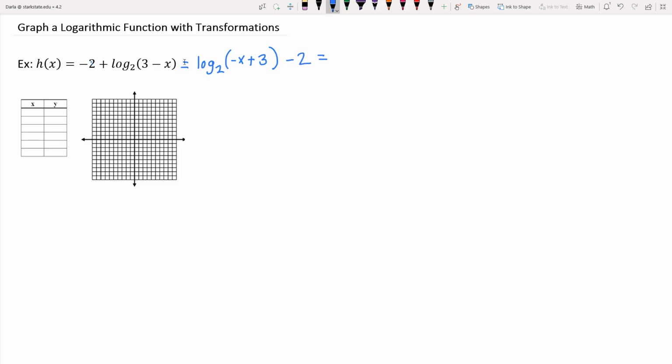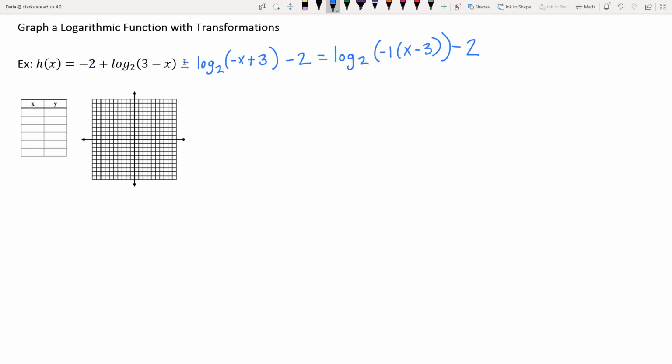It just allows me to see the transformations better. Remember, whenever you have a coefficient on x, I usually factor that out so that I can see all my transformations, so I have to factor out a -1, and that's going to leave me x minus 3. So I have log base 2 of -1 times (x minus 3), all minus 2. That is important because we can now see the transformations, and we'll be able to apply those transformations to all three of our key points in our function.